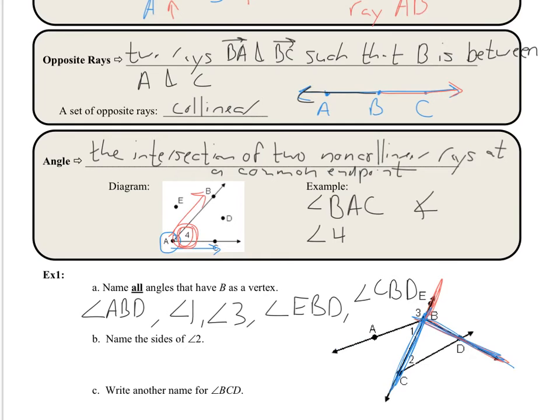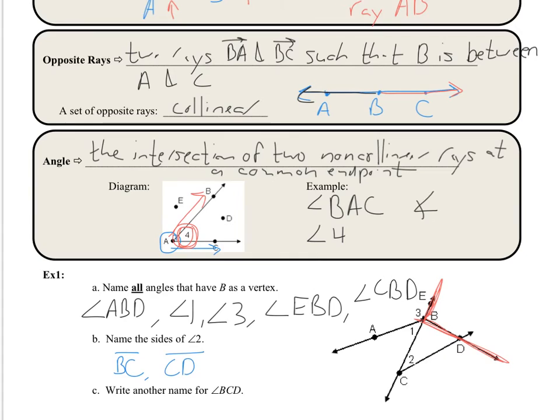Now in part 2, it tells us to name the sides of angle 2. So when we look at angle 2, angle 2 is formed by ray BC and also ray BD. Now, to name the sides, those are going to be your segments that create your angle. So in this case, when we look at angle 2, we have BC that is one side, and we also have CD. So our answer would be written as segment BC and also segment CD.